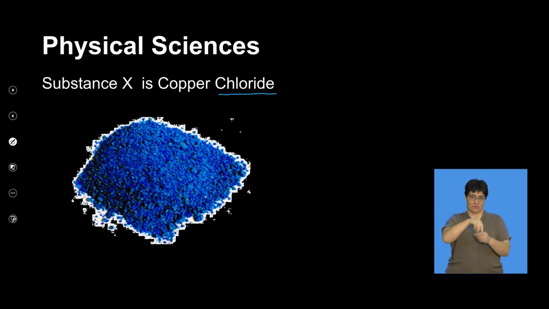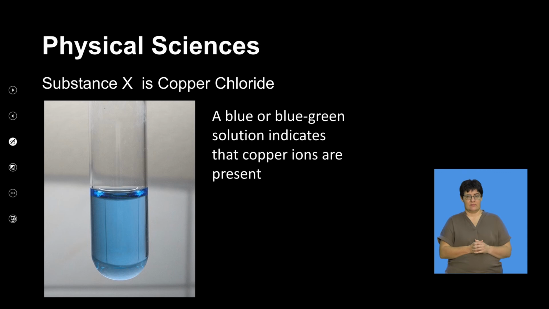And what is a compound? It's a combination of 2 different substances that are chemically joined together, copper being a metal, while chlorine is a non-metal. So that's what has been consistent in terms of the composition, right? And then again, we are told that substance X is copper chloride. Now, a blue or blue-green solution indicates that copper ions are present, because if this substance completely dissolves in water, it forms a homogeneous solution, which is actually blue in color. And the color indicates the presence of copper ions, okay?